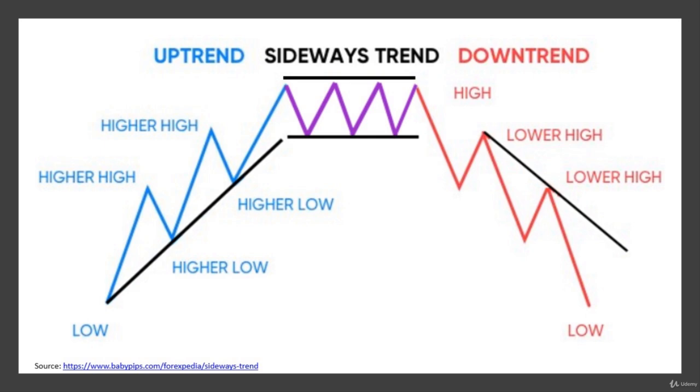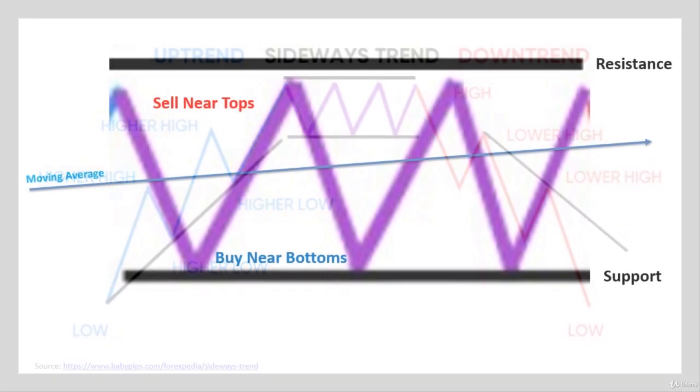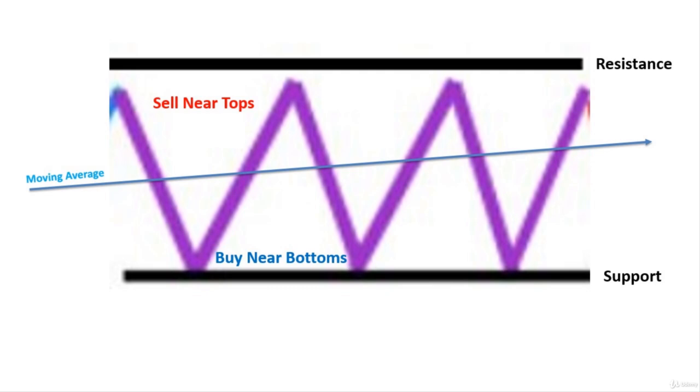If we look at this image here, you can see a definite uptrend in the blue and a definite downtrend on the right. And then we see the sideways trend in the middle, where it's bordered between the top and the bottom. Using things like chart analysis, we can identify that it's a channel, and we can sell near the tops of this channel, for example, or buy near the bottoms of the channel.